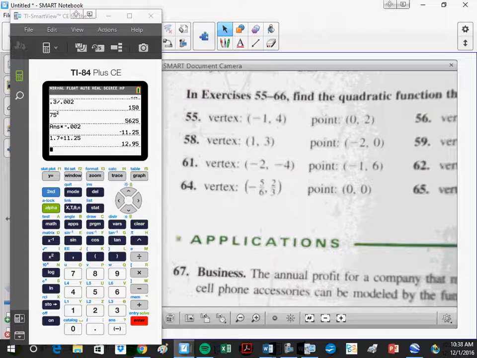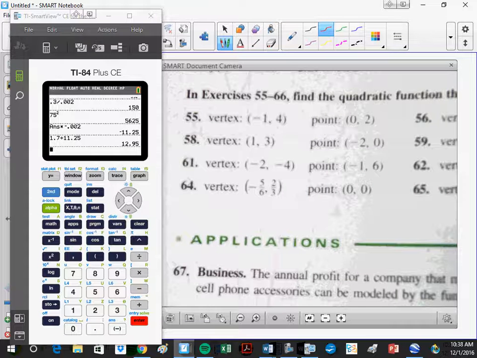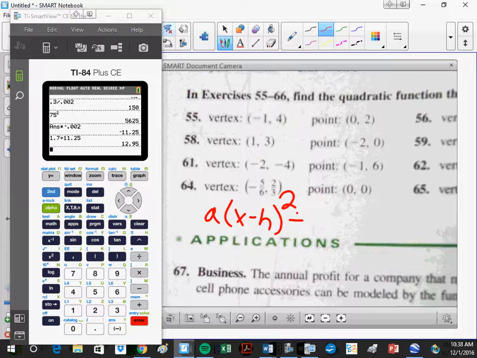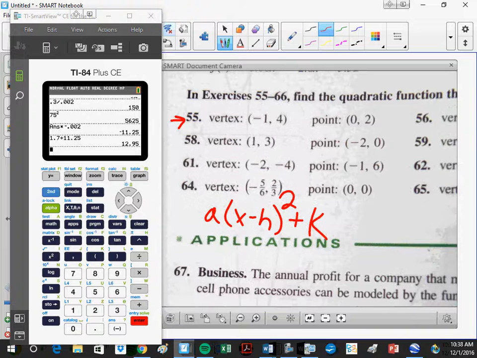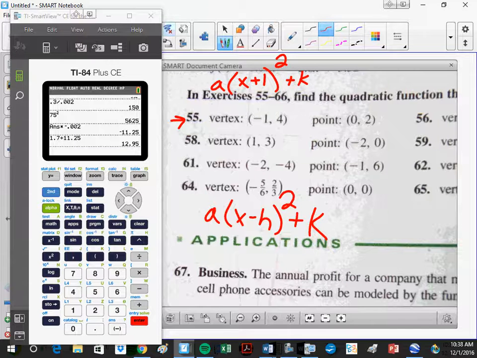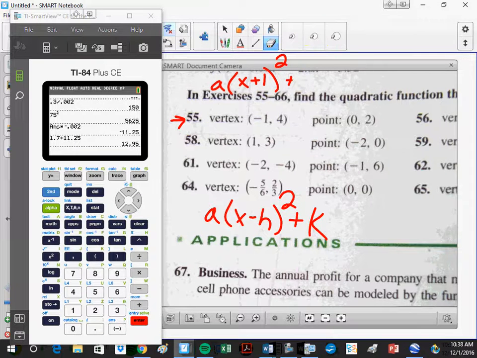The vertex? I'll show you both and you decide. The vertex equation is a times x minus h squared plus k. For number 55, do I know any of those values? I know that h is negative 1 and k is 4. So right off the bat, I can say a times x, what would it be? Plus 1, squared plus k, which is 4. Plus 4.